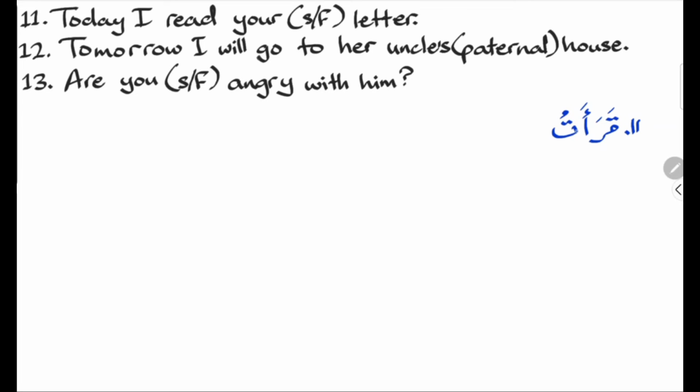So qara'tu, your singular female letter. Letter is kitab. You singular female is ki. So kitabaki. And the reason it is kitabaki with the fatha on the ba is because it's the maf'ul, and maf'ul always gets a fatha. Or in the 11th sentence, we forgot today. So today is al-yawm. قرأت كتابك اليوم.